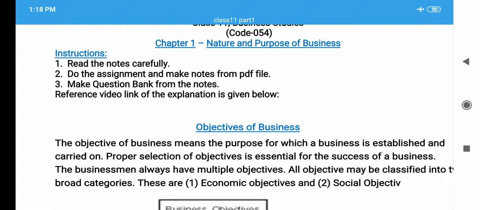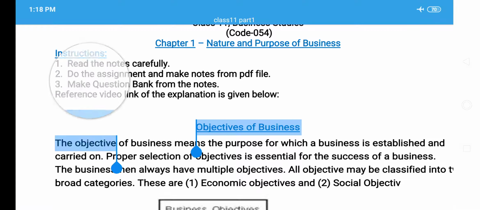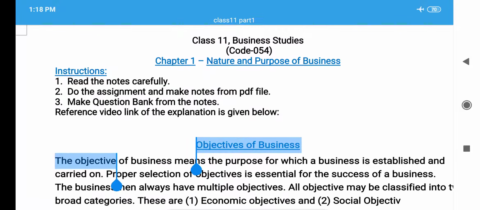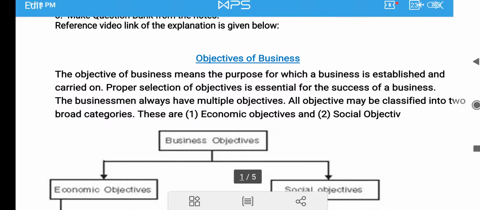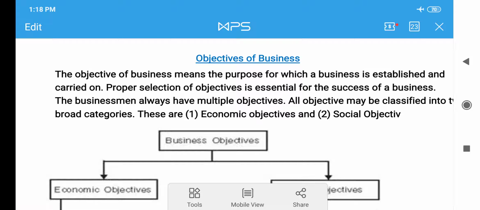So today we will continue with our business activities which are involved in running a business. In our chapter, nature and purpose of business, today we will discuss the objectives of business. Objective means the purpose, the purpose for which the business has been established and carried on.